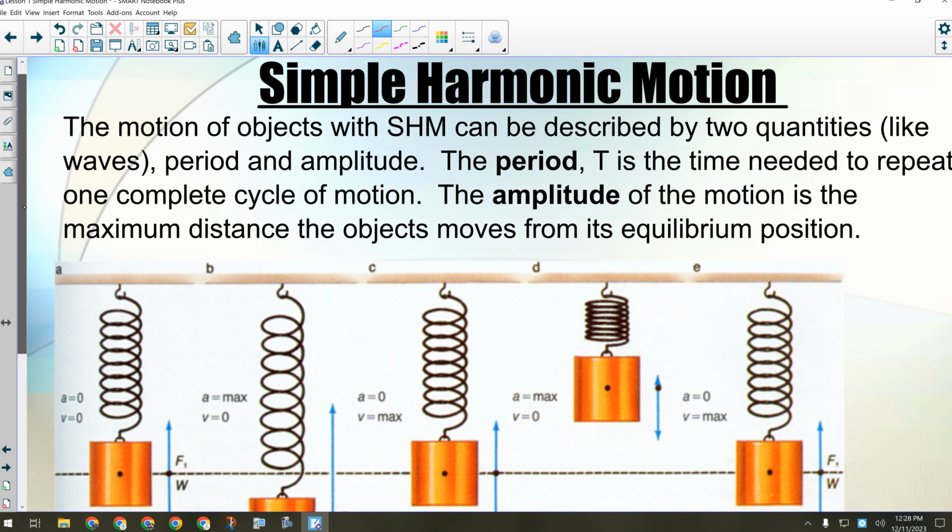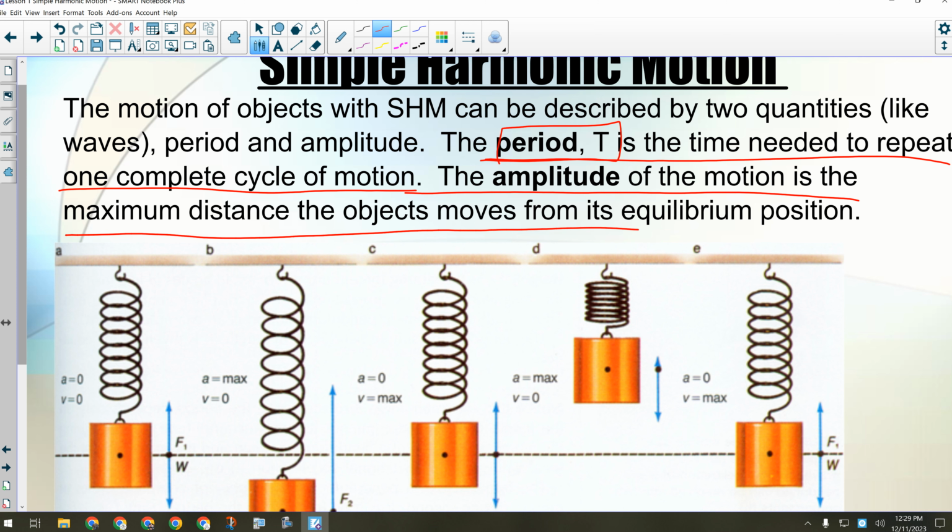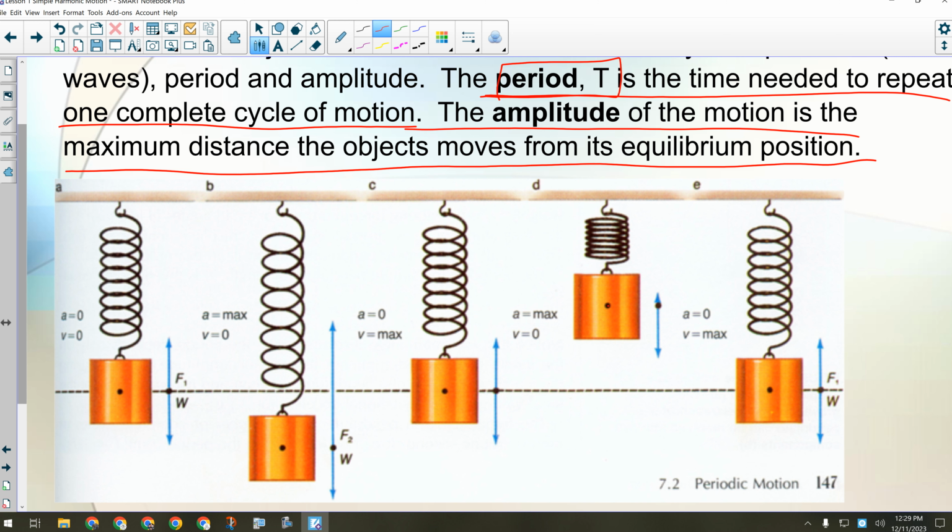Okay, so the motion of objects with simple harmonic motion can be described with period, okay, and the inverse of period, which is frequency, okay, as well as the amplitude. Okay, amplitude is how far from equilibrium the object goes. Okay. All right, so definitions there: period, time needed to repeat one complete cycle. Okay, and amplitude is the maximum distance the object moves from its equilibrium position. Okay, so in this diagram here, okay, this would be the maximum amplitude, as would this. Okay, the maximum distance from equilibrium.